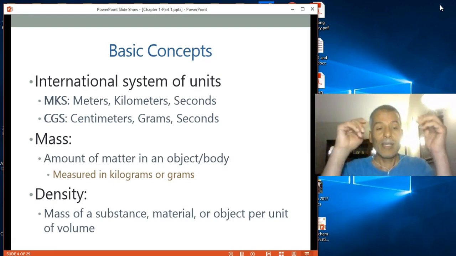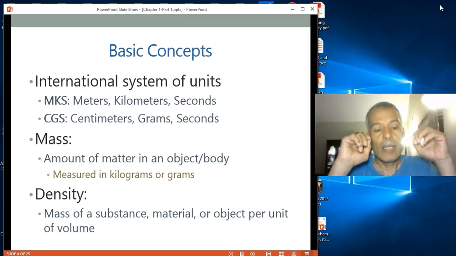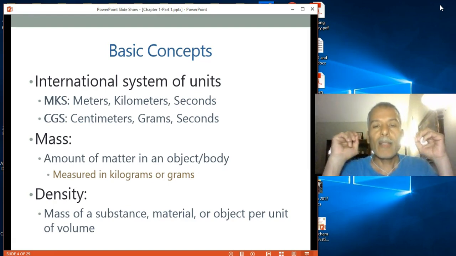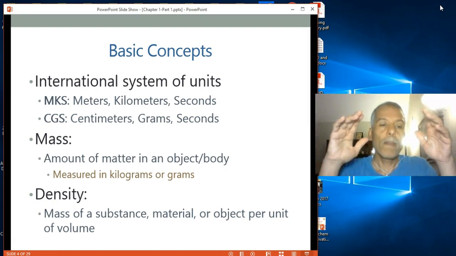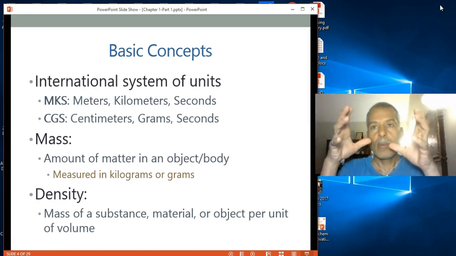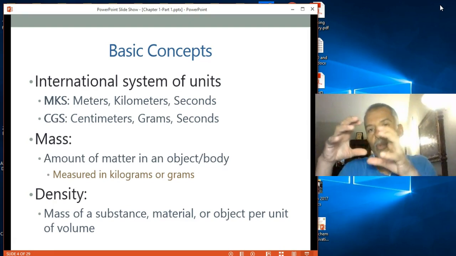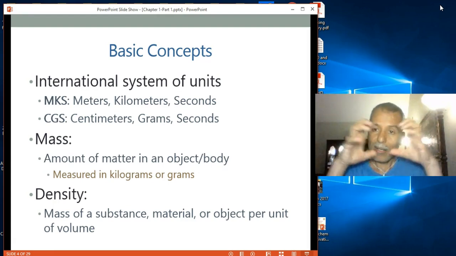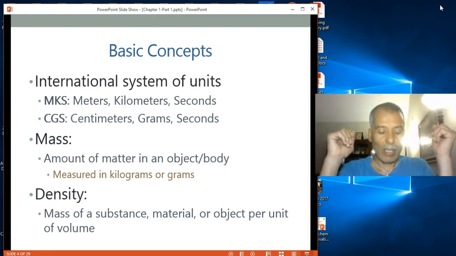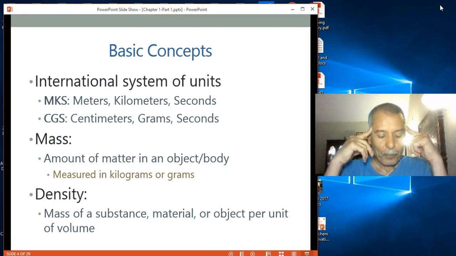So density usually affects size. Things that are less dense could look bigger in some cases. Things that are dense are really condensed.